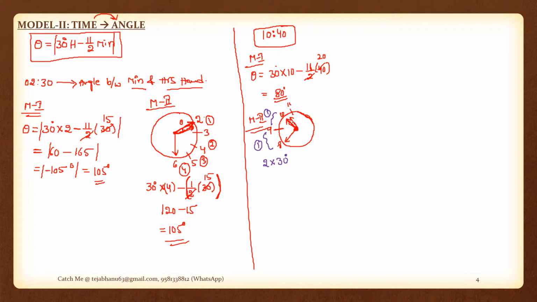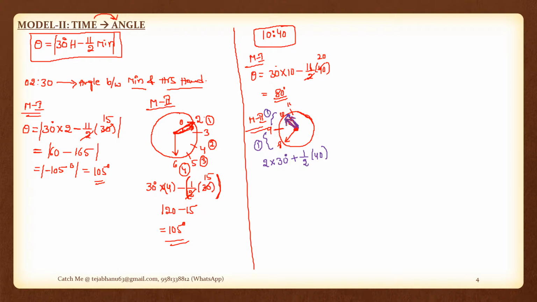Now, if you see, our hand is beyond 10 o'clock. Our hand is beyond 10. That means plus half degree into 40 minutes. It is beyond, right?